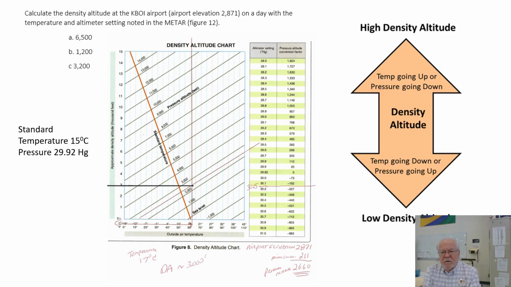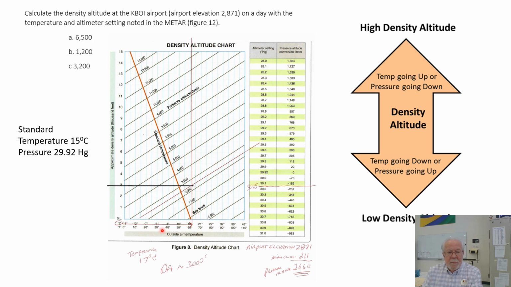So again, we start on the right-hand side of the chart and we make the correction or the conversion, find the conversion factor for pressure altitude. So we have the airport elevation and we have the altimeter setting. So you take the altimeter setting, and in this case we had to extrapolate between 3010 and 3020 to come up with the correction factor for 3015, and we come up with a minus 211. We applied that to the airport elevation to come up with a pressure altitude of 2,660 feet. Then we went to the left side of the chart. We can do it either way. You can do the temperature first, or you can do the pressure altitude first. Really, either way.